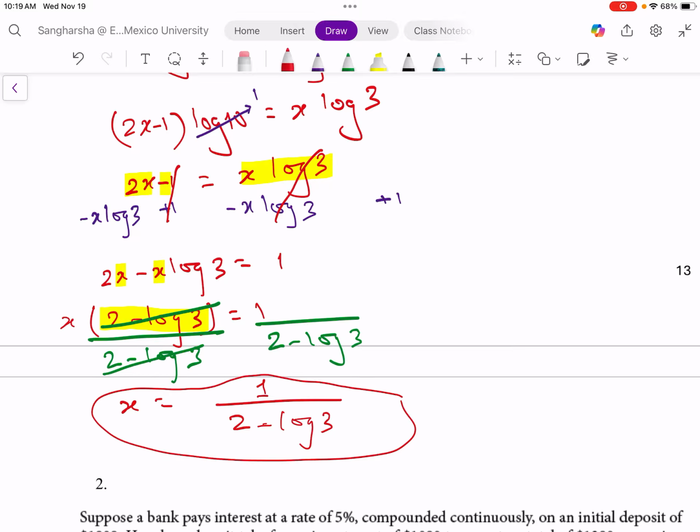If you use a calculator, you get a number for this expression. But it's okay to have your answer in terms of log.